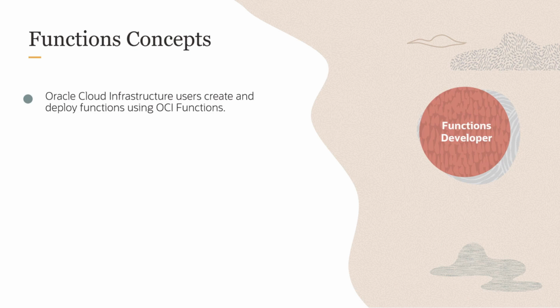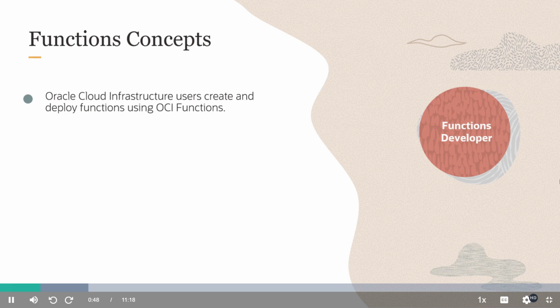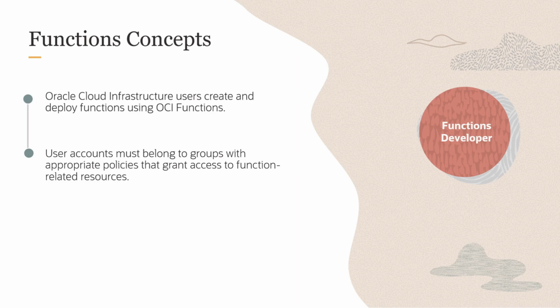Function developers are the OCI users who create and deploy functions using the OCI Functions service. To work with OCI functions, these developers must have valid OCI user accounts. For function developers to access function-related resources, their user accounts must belong to specific groups, and these groups must have appropriate policies that grant the necessary permissions. These policies ensure that developers can securely and efficiently create, deploy, and manage their functions within the OCI environment.